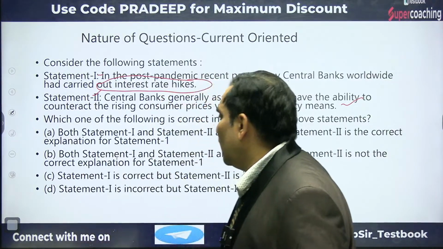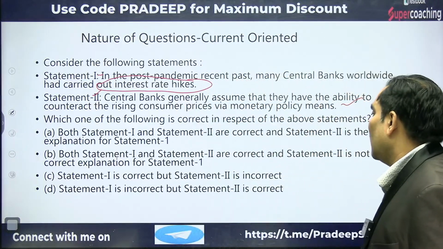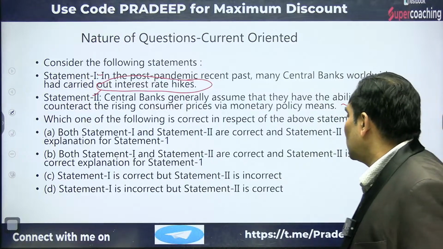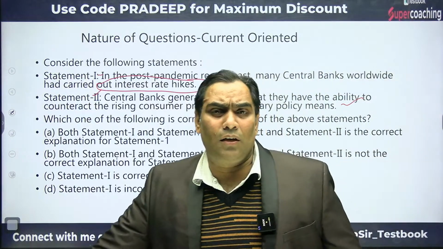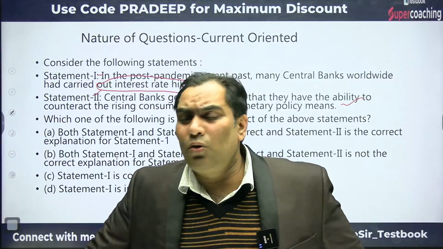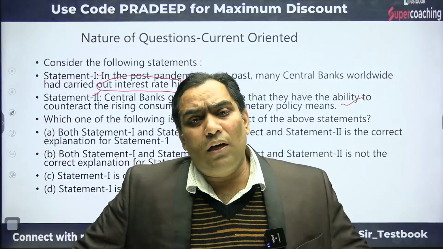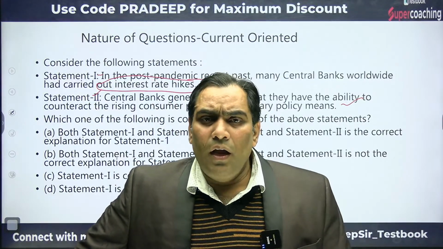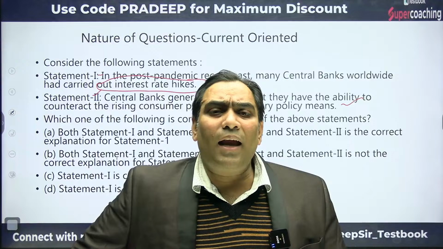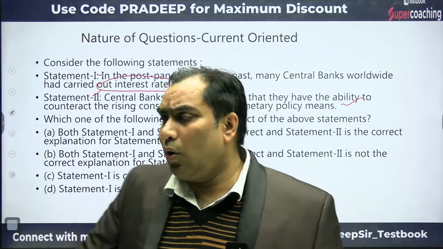Second, both statements 1 and 2 are correct, but statement 2 is not the correct explanation for statement 1. If both statements are correct, but statement 2 is not the correct explanation for statement 1, then your answer should be B.